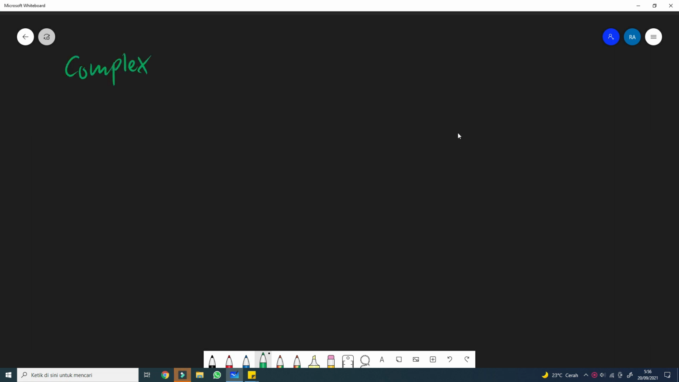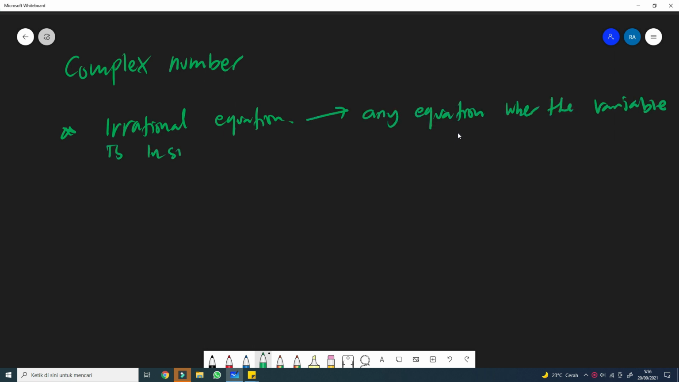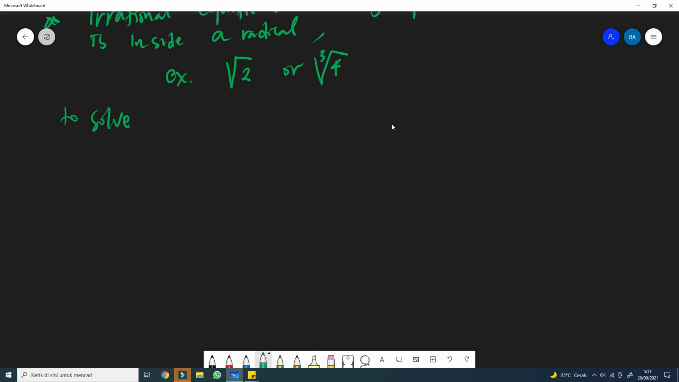Okay, in this lesson we will learn about the complex number, but before we move to the complex number, we will learn about the irrational equation, where the irrational equation is any equation where the variable is inside the radical. For example, square root of 2 or cube root of 4. To solve, we need to remove the radical first.